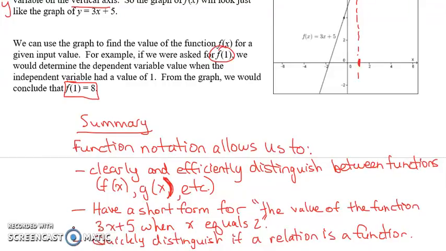So it allows us to do three things. It allows us to clearly and efficiently distinguish between functions, f of x, g of x, h of x, etc. It allows us to have a short form for the value of the function 3x plus 5 when x equals 2. That just becomes f of 2. And lastly, it allows us to quickly distinguish if a relation is a function. If it's written in function notation, we know right away that it's a function.